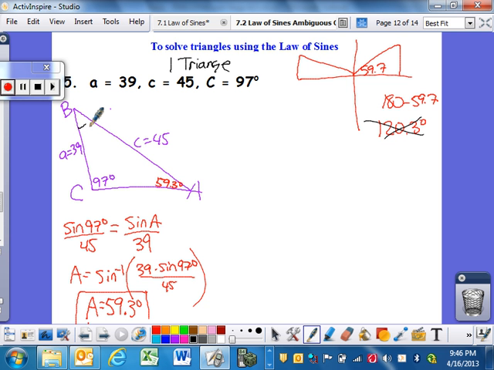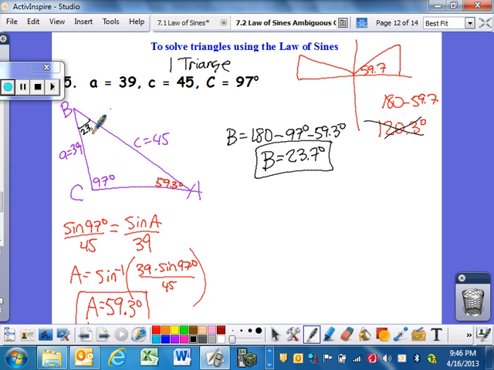I need to find angle B. So how do I find angle B? Well, B is going to equal 180 minus the two angles I've already found. Okay, the 97 that was given and minus the 59.3 we calculated. So B is going to equal 23.7 degrees. So I know this is 23.7.